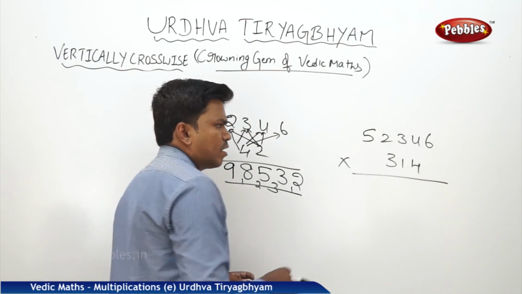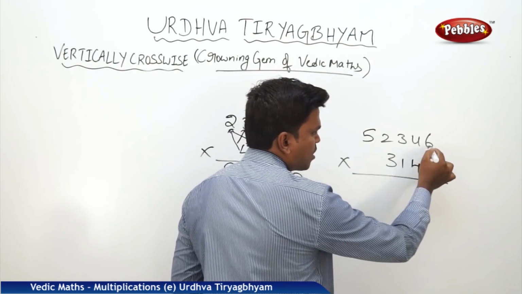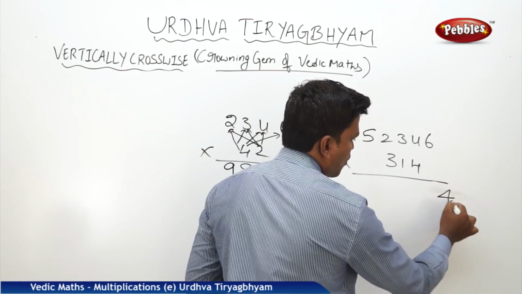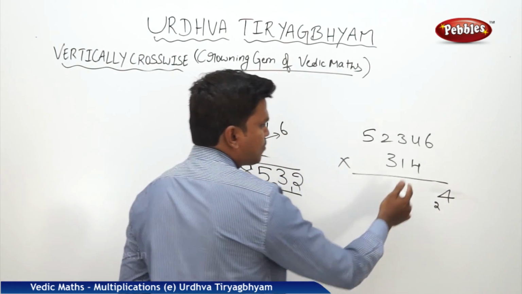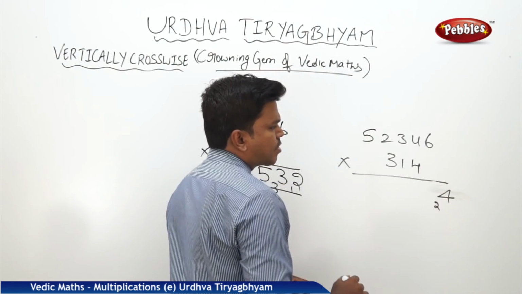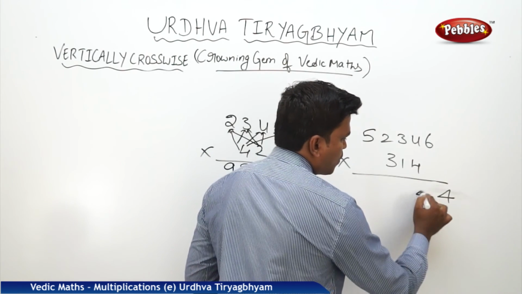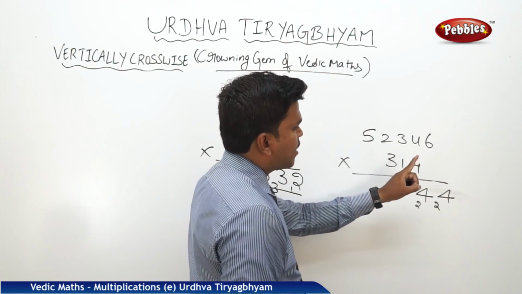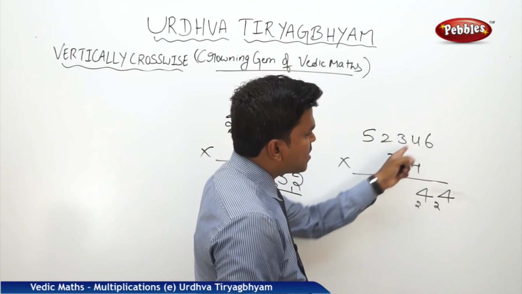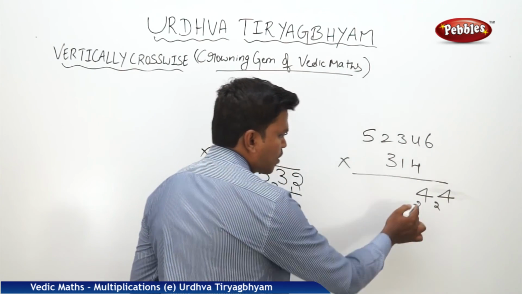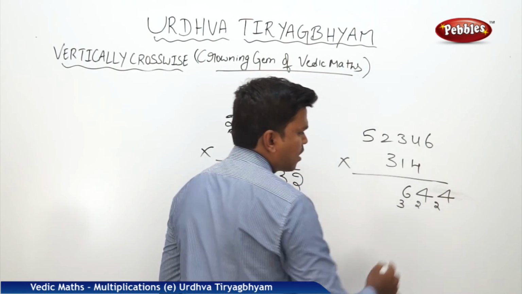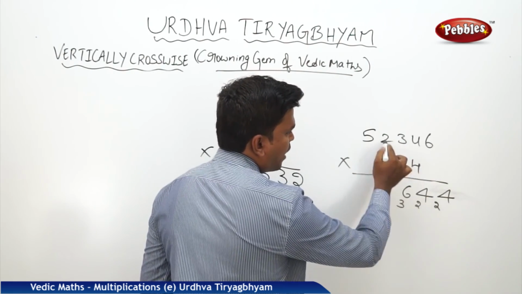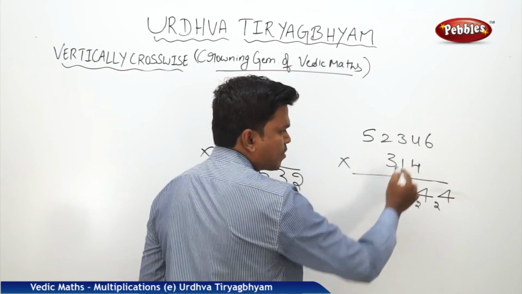Now I'm going to do it. See here, first, 6 4s are 24. Dropping 4, carrying 2. Next, 4 4s are 16 plus 6, 22. 22 plus 2, 24. Now 4 3s are 12, 3 6s are 18. 12 plus 18, 30. 30 plus 4 1s are 4, 34. 34 plus 2, 36. Now 4 2s are 8, 3 4s are 12. 8 plus 12, 20. 20 plus 3, 23.